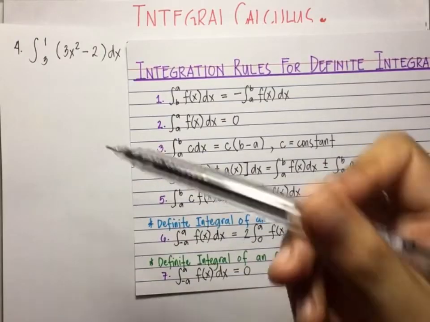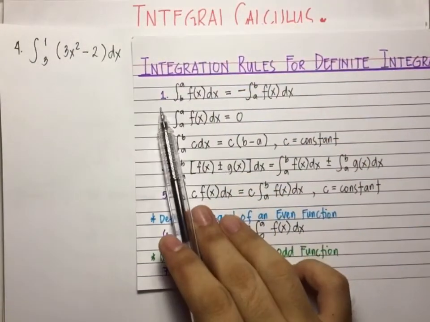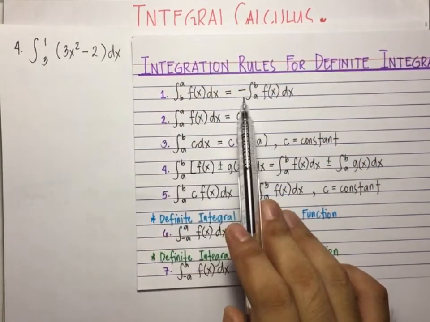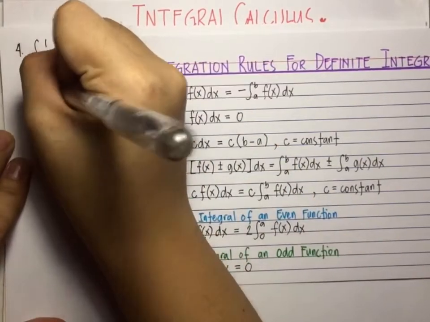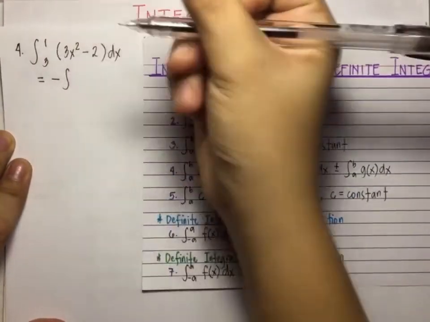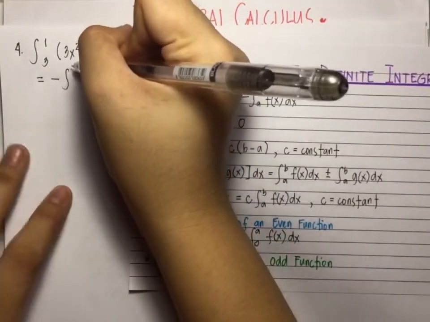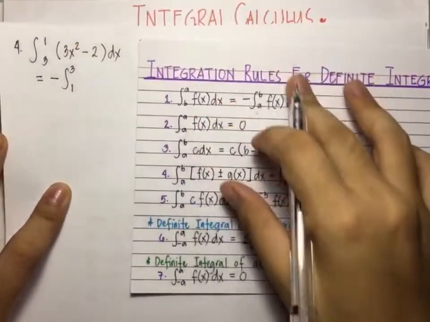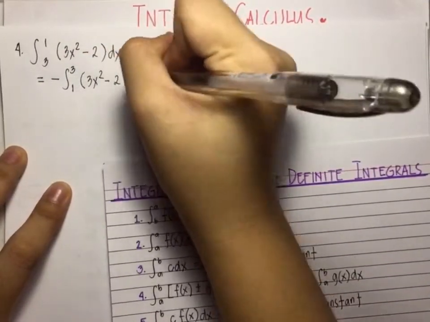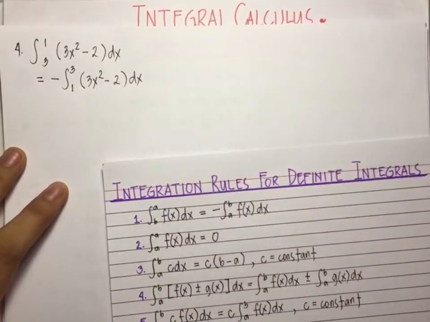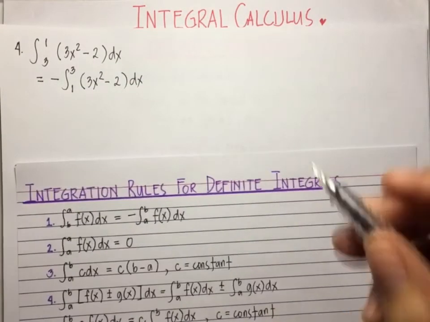For number 4, since the upper limit is less than the lower limit, we apply theorem number 1. We must place a negative sign before the integral, so negative times the integral, then switch the values of a and b, so we have 3 and 1, then copy 3x squared minus 2 times dx. Then solve for the indefinite integral.